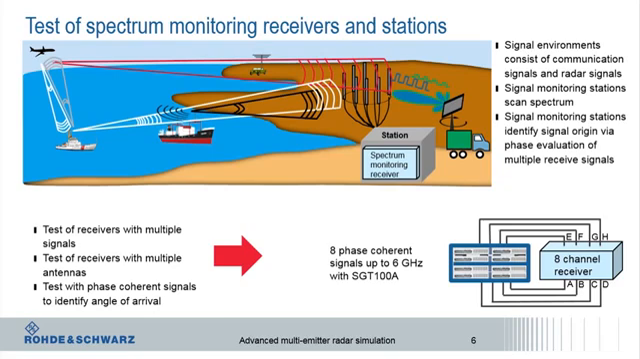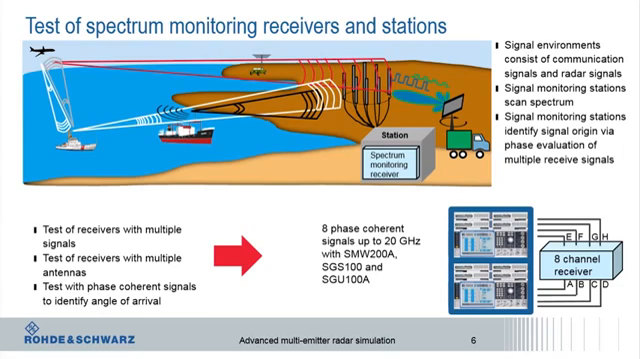For example, if you're testing signals up to 6 GHz, you can use various SGT100A, which can be operated in a phase coherent mode, which produce up to 8 phase coherent signals, which can then be injected into an 8-channel receiver. If you are testing signals up to 20 GHz, you can do the same setup by using SMW200A equipped with SGS/SGU extension boxes in order to create up to 8 phase coherent signals up to 20 GHz and also to test your 8-channel receiver with those signals.